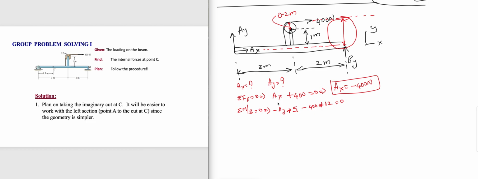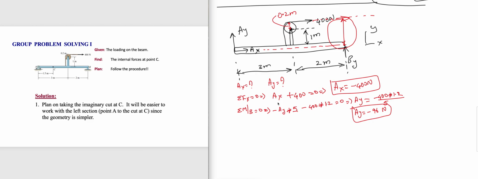That's it. That means what is AY? I got AY to be negative 400 times 1.2 over 5. So 400 times 1.2 divided by 5, I got 96. So AY, I got it to be negative 96 Newton, right? Now we found AX and AY.